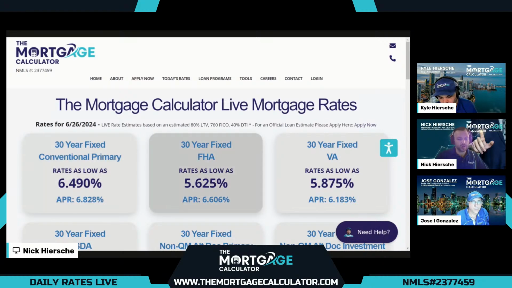Now, for our eligible vets and active service members, we have our VA programs, which are amazing. Rates come in today at 5.875 and a final APR of 6.183 with a standard funding fee. So for our eligible vets and active service members, definitely take advantage. Notice when you compare side by side here, it beats FHA and conventional substantially.